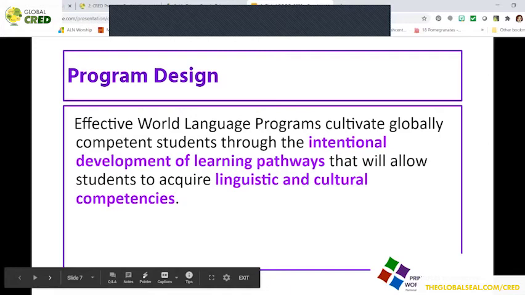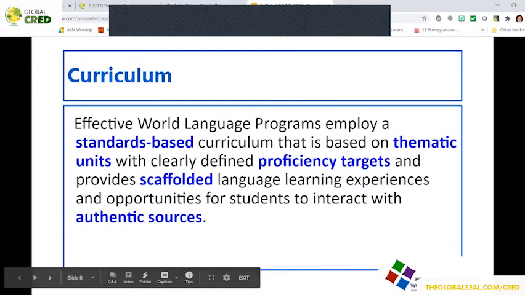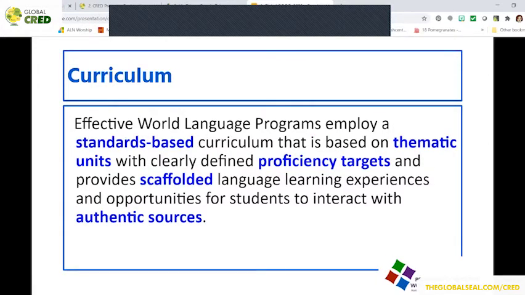All right, so we talked about curriculum. Here is the principle behind that facet. Effective world language programs employ a standards-based curriculum that is based on thematic units with clearly defined proficiency targets and provides scaffolded language learning experiences and opportunities for students to interact with authentic sources. Well, there's a lot to unpack right there.